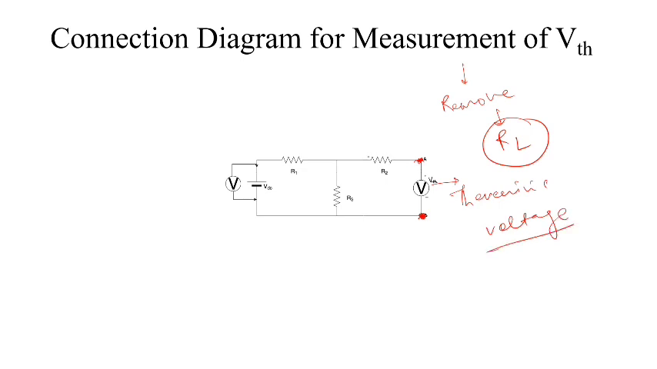All right. So what we have done here is we have taken our complex network and simply removed our load resistance RL, and we have named those terminals as terminal A and terminal B. We are interested in finding out the voltage across these two terminals, and that voltage is simply known as your Thevenin's voltage.